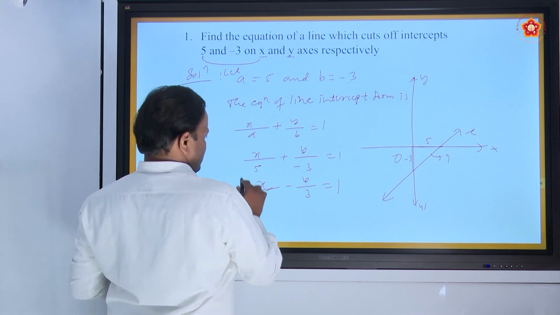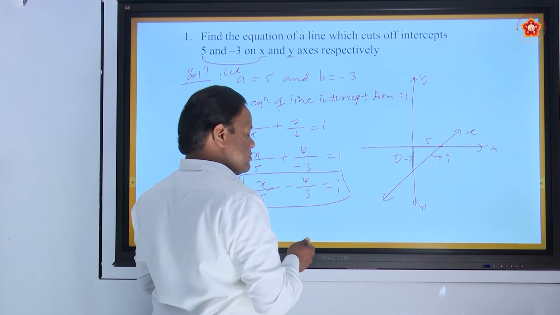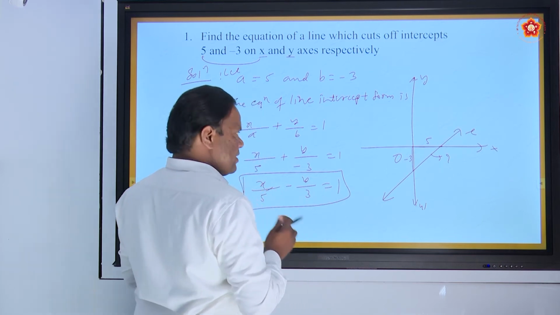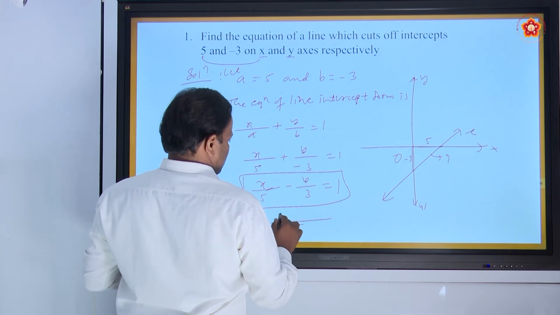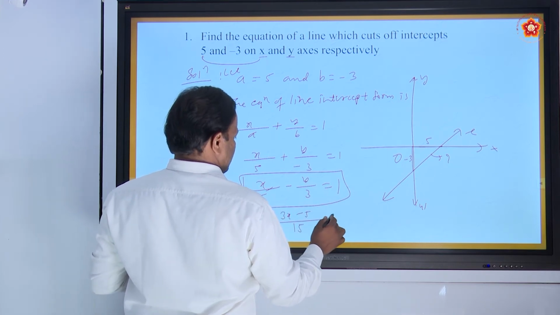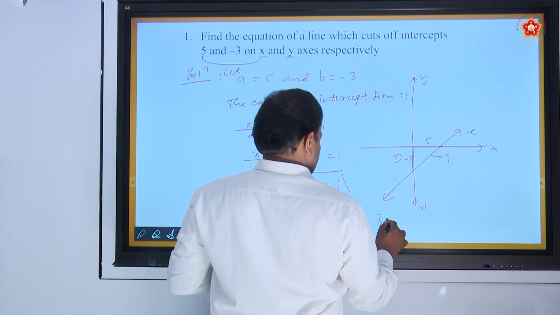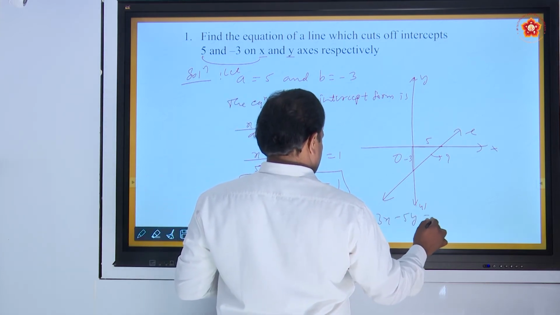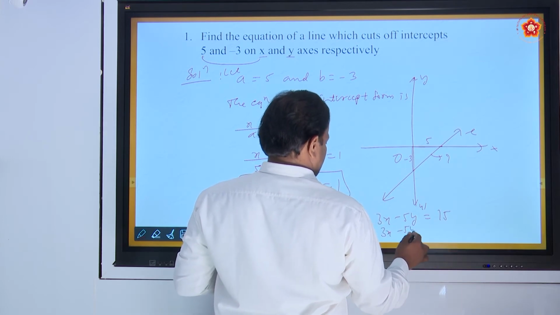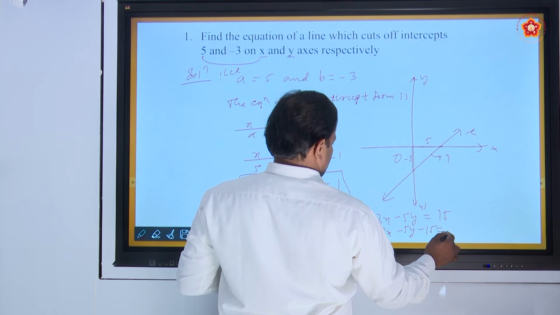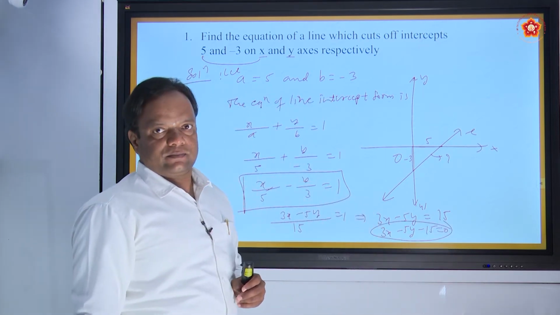Okay, so this is also correct. This is our answer. If you need, you can convert it to general form also. You can write it like this, taking LCM. LCM is 15, 3x minus 5y equal to 15, or 3x minus 5y minus 15 equal to 0. This is the equation of the straight line.